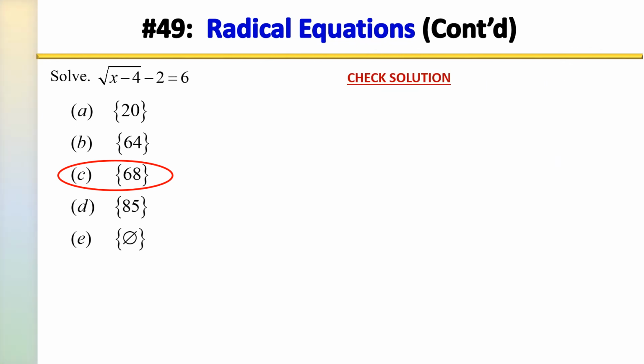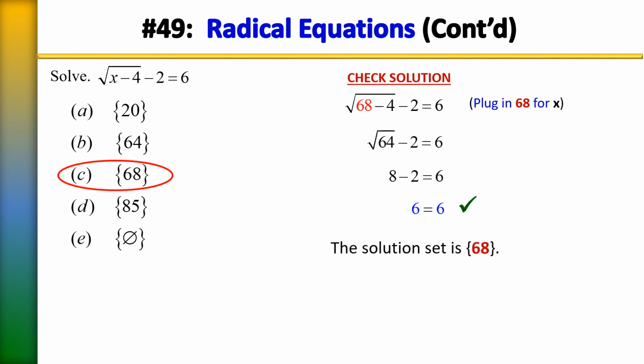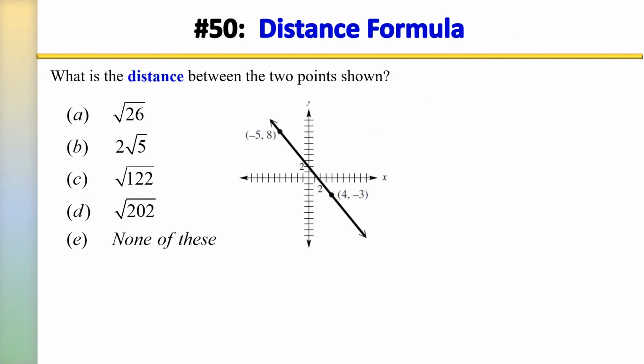Last step in solving is to check our solution. So let's plug our solution of 68 into the original equation in place of x. When we do that, we can see that it does check out, and our solution set is 68. Number 50, last one. What is the distance between the 2 points shown? So what is the correct answer? Choice D.